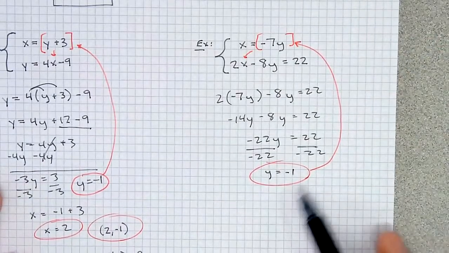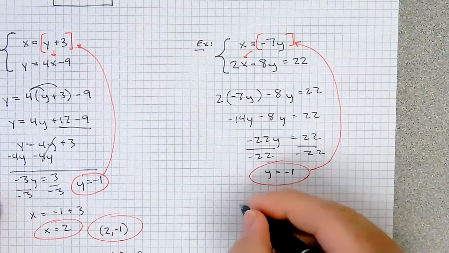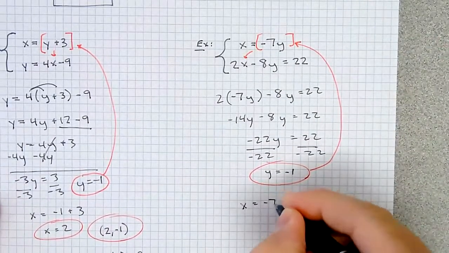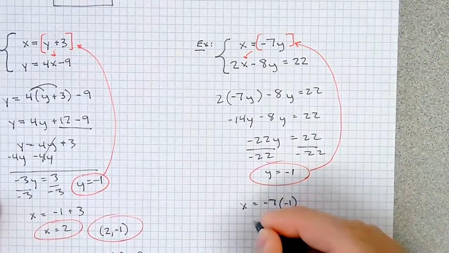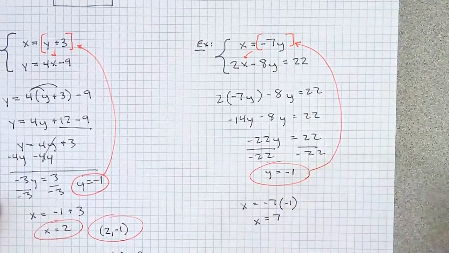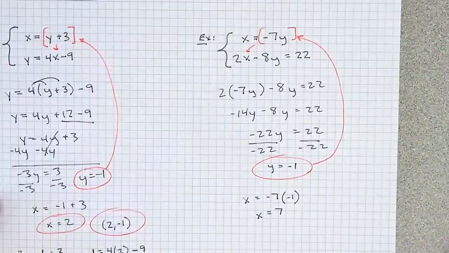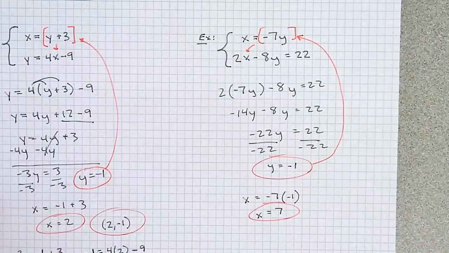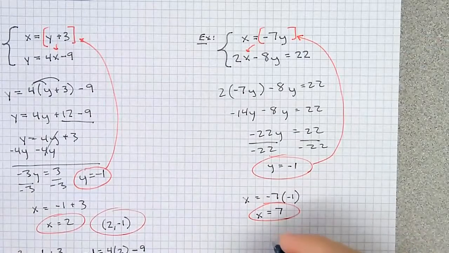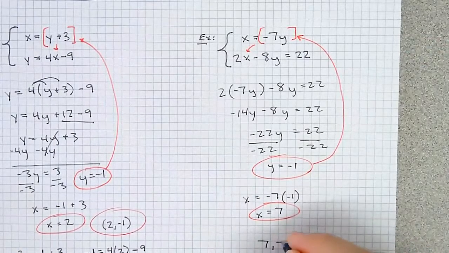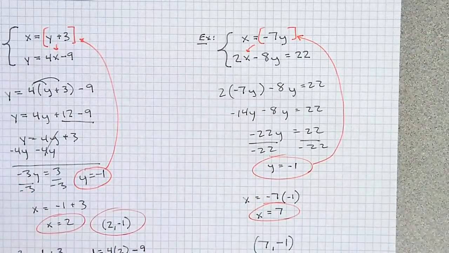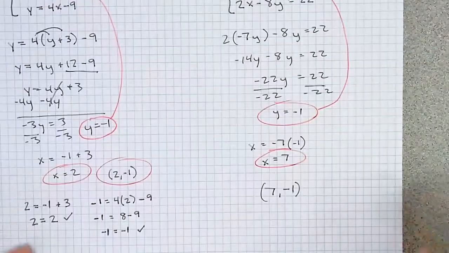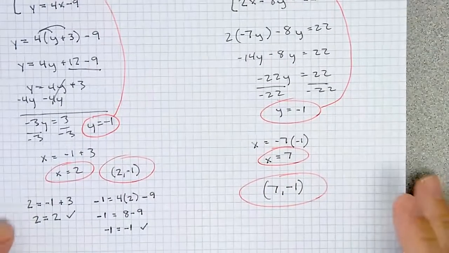Take that answer, bring it back up top. X equals negative 7 times negative 1. So x then equals 7. We get an answer of 7, negative 1.